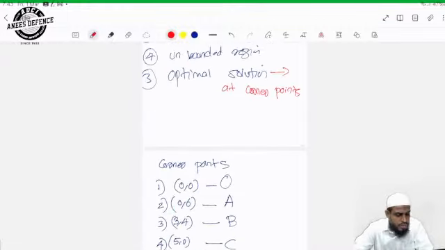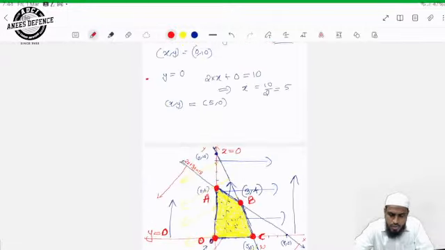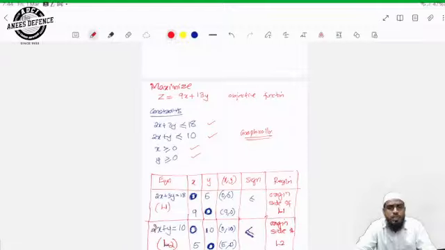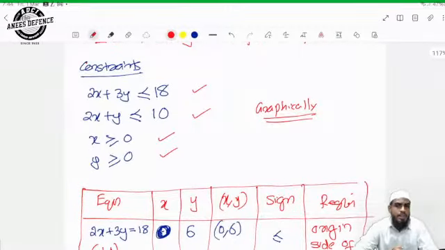So once again I will give you a brief. Our question is maximize the objective function z is equal to 9x plus 13y. So 9x plus 13y is our objective function. So what are the constraints? 4 constraints are given. First constraint is 2x plus 3y less than or equal to 18. Second constraint 2x plus y less than or equal to 10. Third constraint is x is greater than or equal to 0. Fourth constraint is y is greater than or equal to 0.